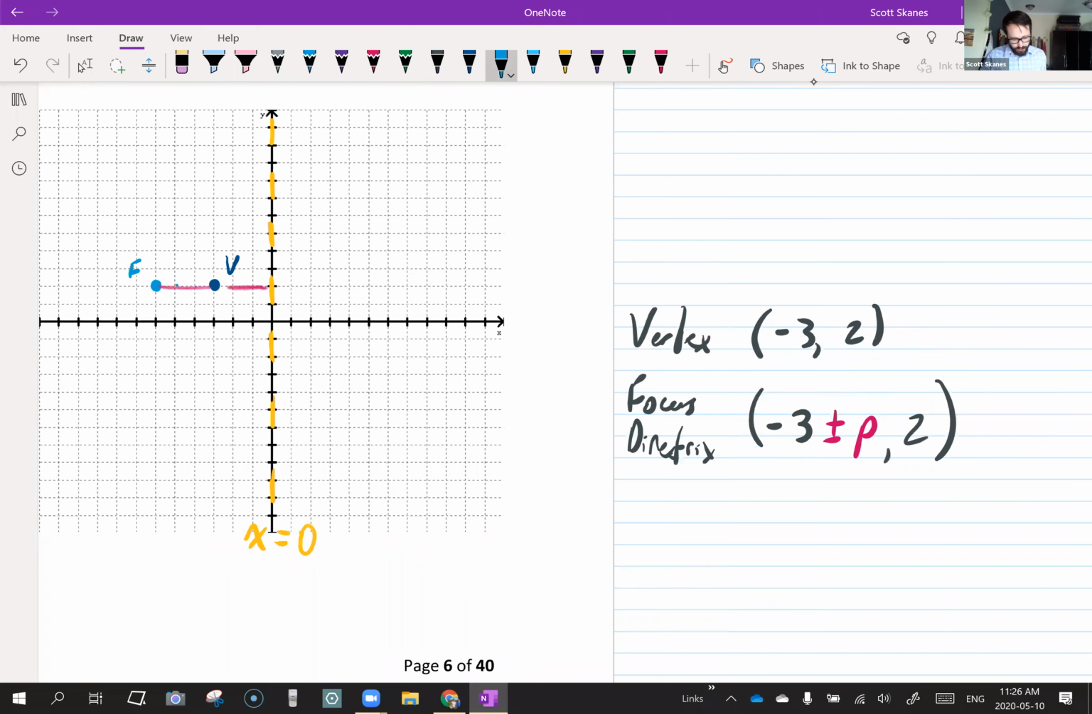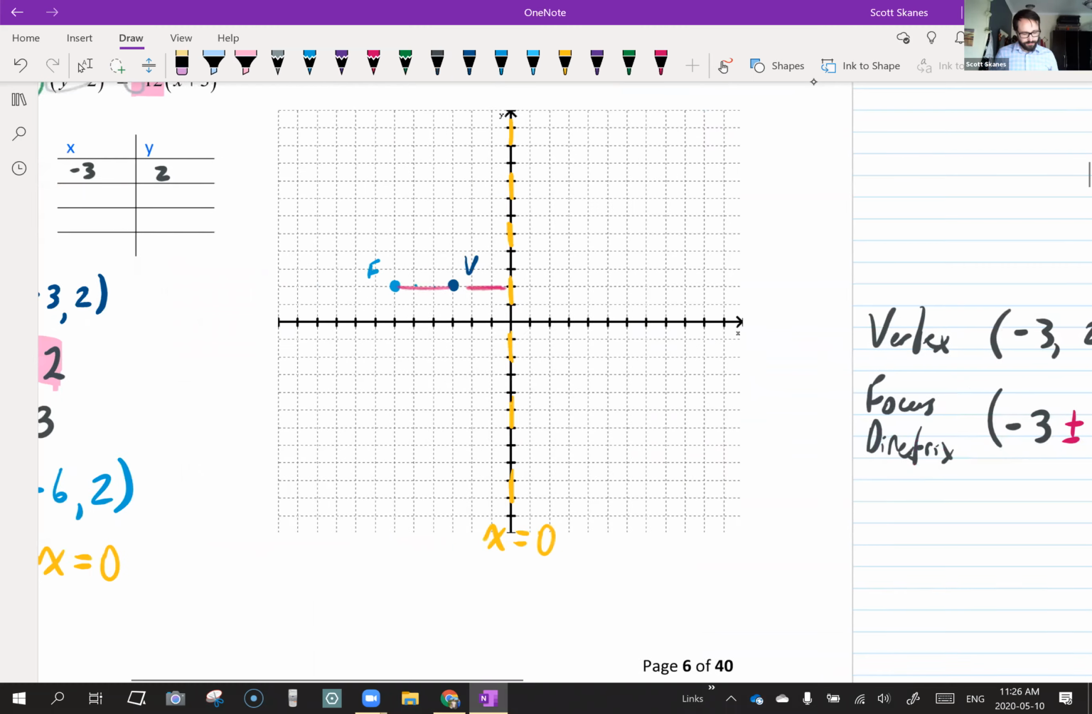And this works in any case, honestly. So if you wanted to make it general, you would say h plus or minus p, comma k, for this form. In the other form, it would be plus or minus k. But I don't like to teach it that way because most students get confused.